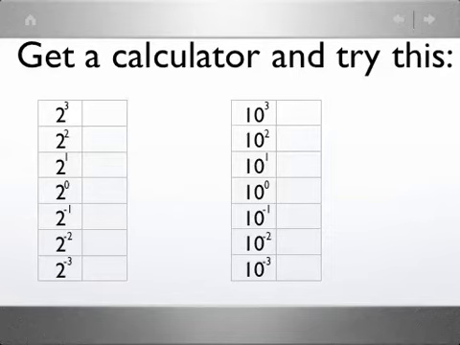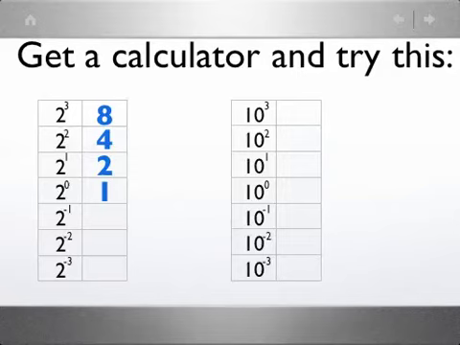2 to the third power, remember exponents, when they're positive, mean repeated multiplication. So what that means is 2 times 2 times 2. 2 times 2 times 2 is 8. 2 squared is 4. 2 to the first power is 2. 2 to the 0 power, and this is where you might not know what this is, but if you plug it into your calculator, you get 1.